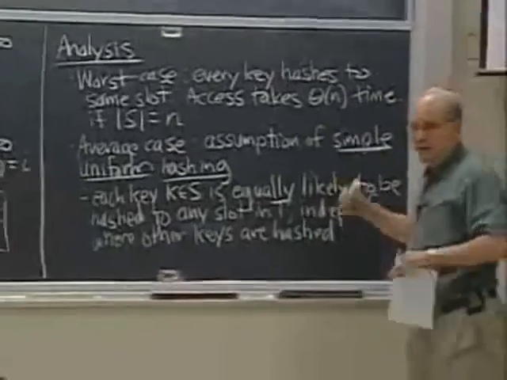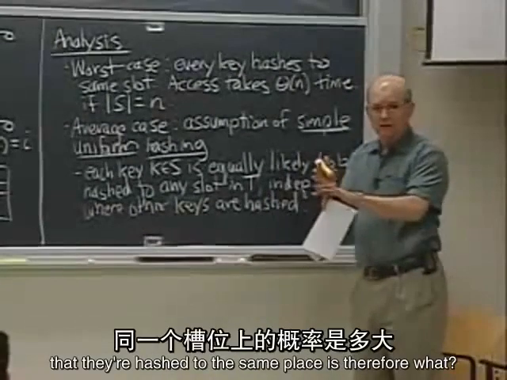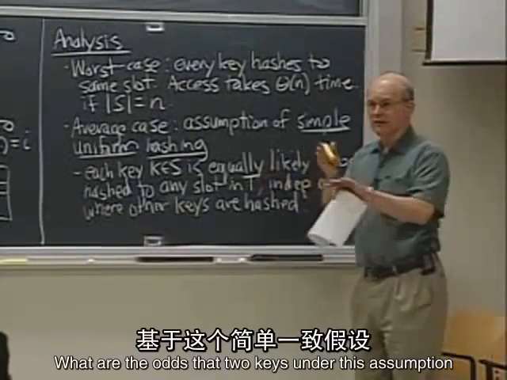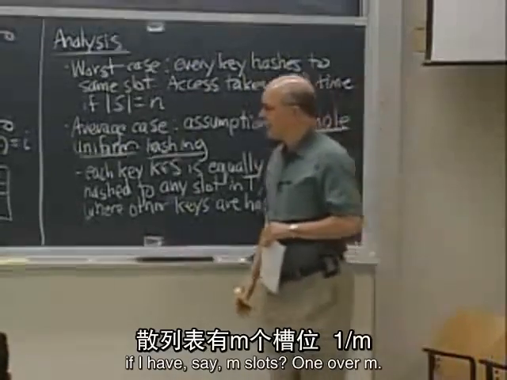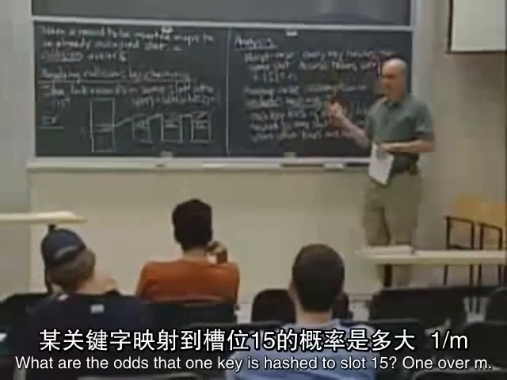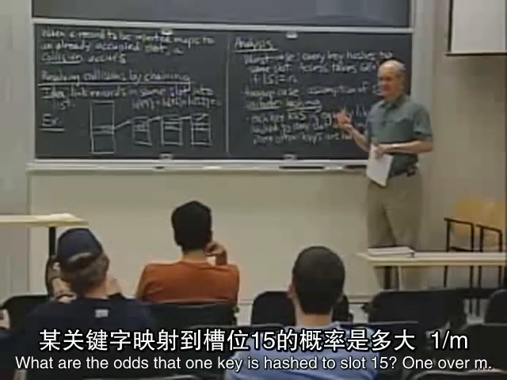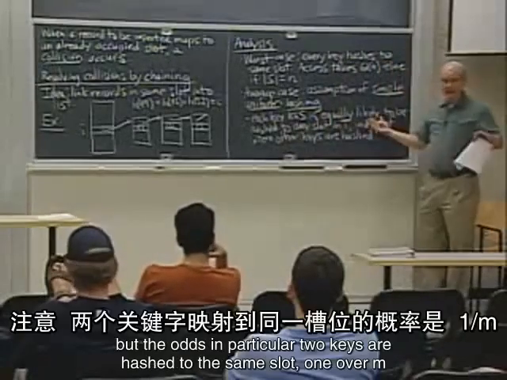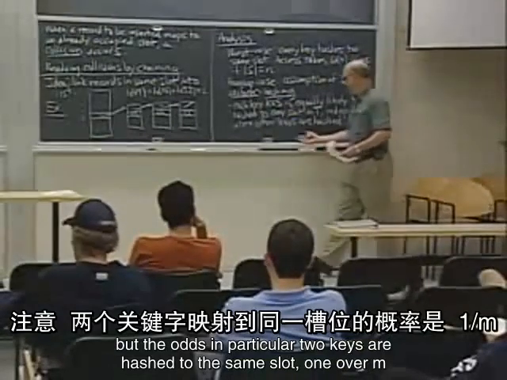and it includes an independence assumption that if I have two keys, the odds that they're hashed to the same place is therefore what? What are the odds that two keys under this assumption are hashed to the same slot if I have, say, m slots? 1 over m. What are the odds that one key is hashed to slot 15? 1 over m, because they're being distributed. But the odds in particular that two keys are hashed to the same slot, 1 over m.